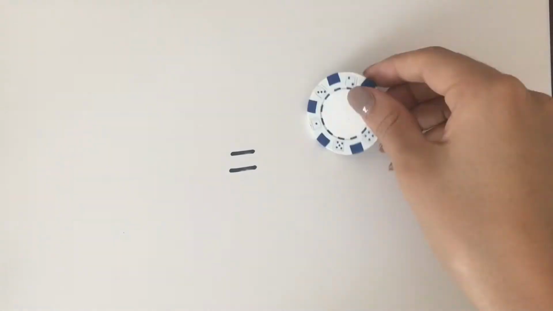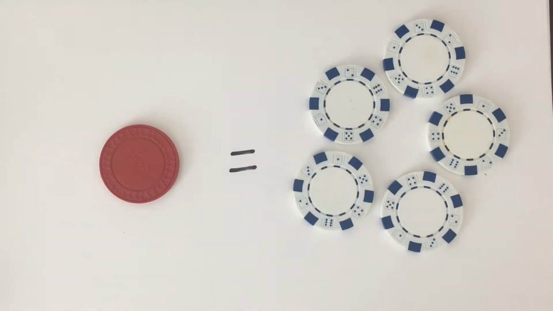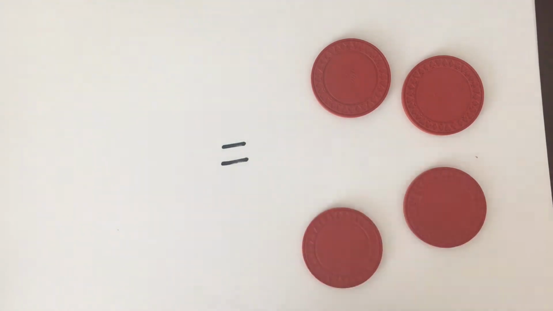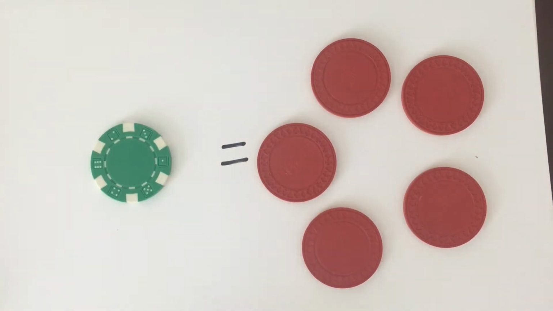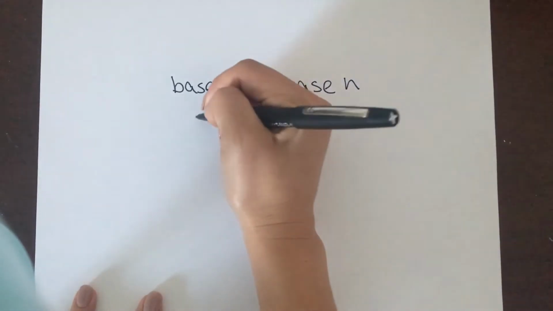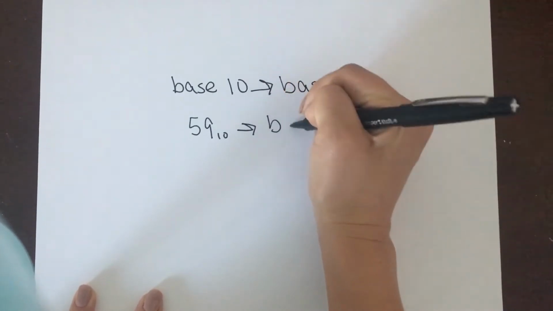Based off the values we assigned, 5 white pieces would make up 1 red piece. And then 5 red pieces would be equal to 1 green piece for 25. Let's do an example problem on how to translate from base 10 to some base n. In particular, we're going to do the problem turning 59 base 10 into base 5.